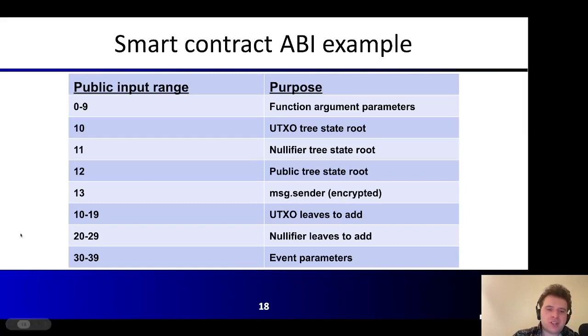And then you would reserve some additional public inputs. I don't know if this is correct, this should be 13 to 19. Additional public inputs to represent state, like UTXOs that the function wants to add to the UTXO tree, instructions to add nullifiers to the nullifier set, and then potentially parameters to init events, like you have with Ethereum smart contracts.